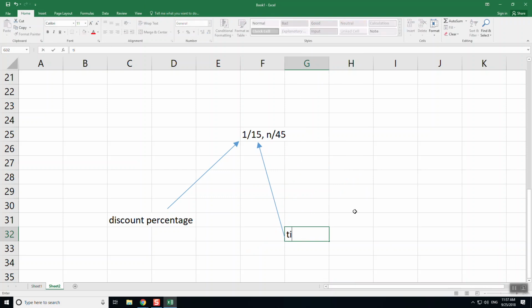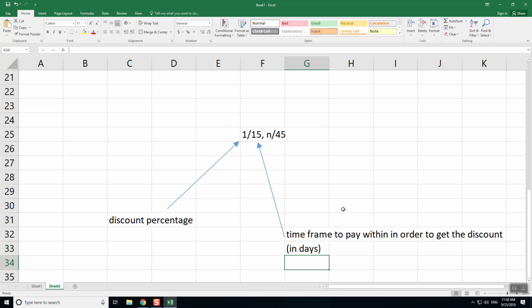That's the time frame to pay within in order to get the discount. And this one's in days. So that's the number of days from when this sale or this purchase is made. Okay. All n means is the total.